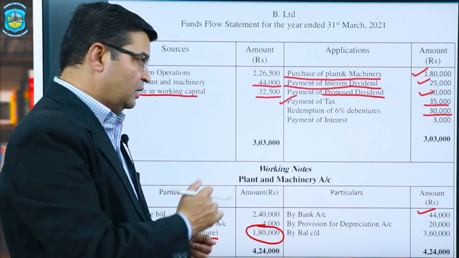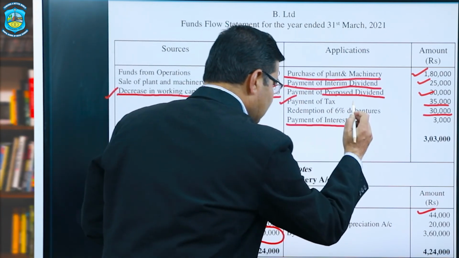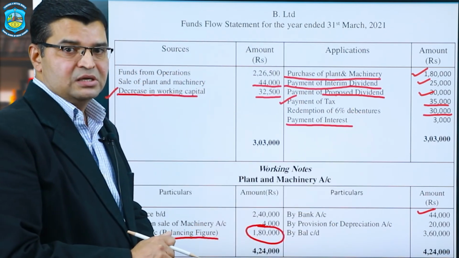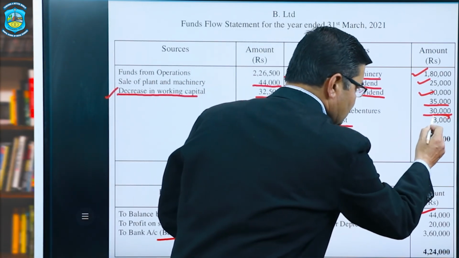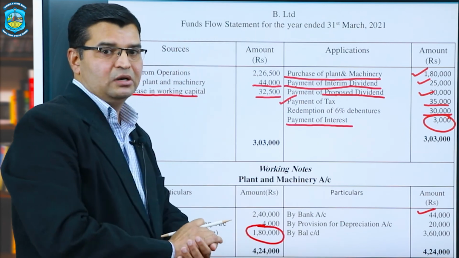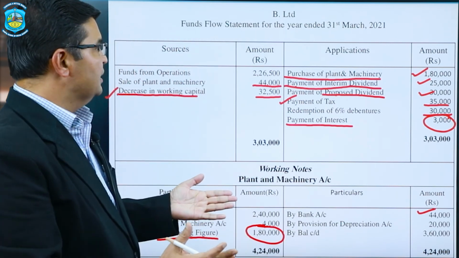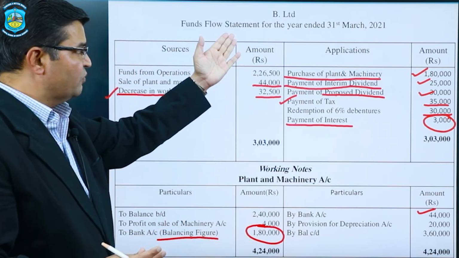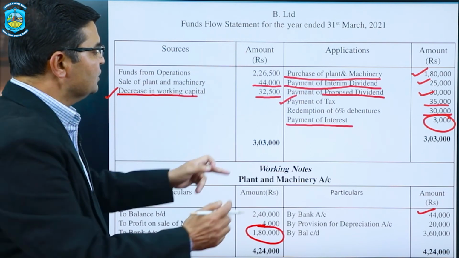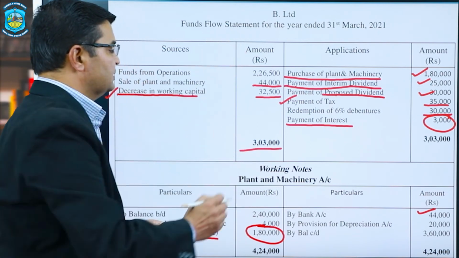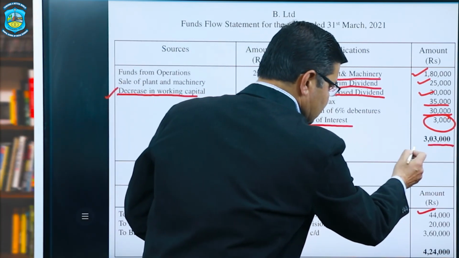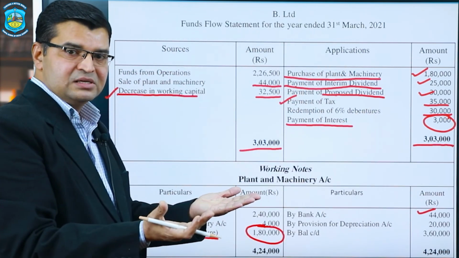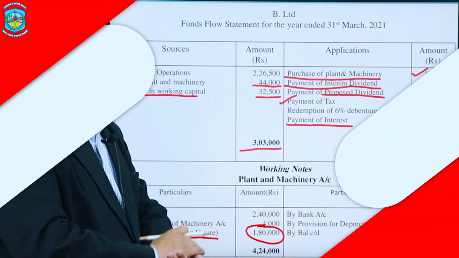And finally, one more figure is given there, that is payment of interest. So debenture interest has been paid worth rupees 3,000, which is also part of the additional information. So we see here that in this funds flow statement, the total of sources, that is 3,03,000, and the total of applications are also equal, that is balanced at 3,03,000 rupees.